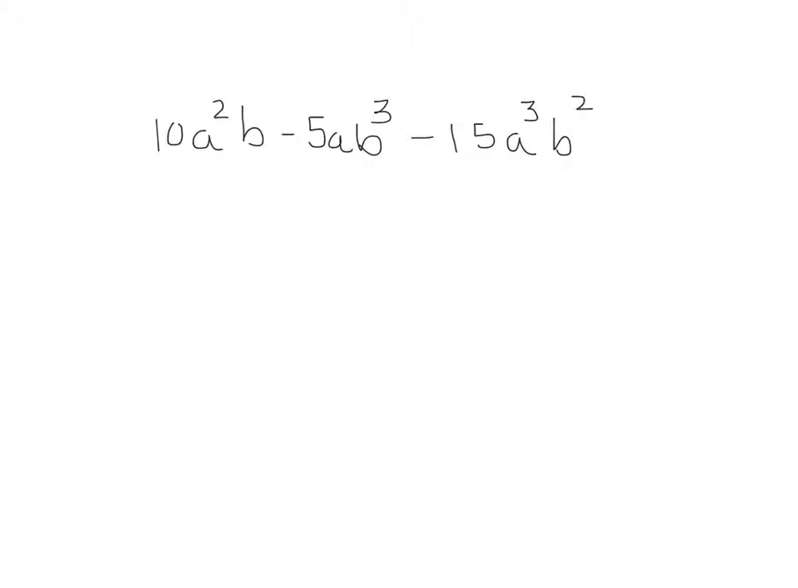I notice that 10 and -5 and -15 are all divisible by 5. I also notice that they all have an a, and when you're factoring out a variable, you can only bring out the smallest exponent. So a to the first power is going to be a part of our greatest common factor. And then I notice that they all have a b as well, and so I'm going to factor out b to the first power because, again, I can only pull out the smallest exponent.